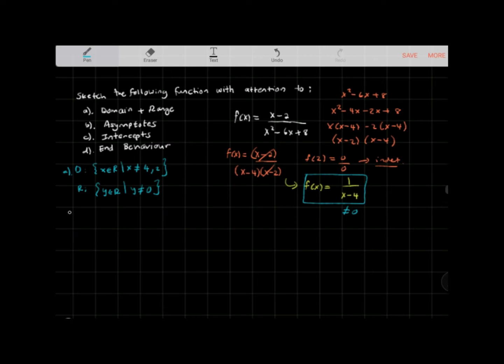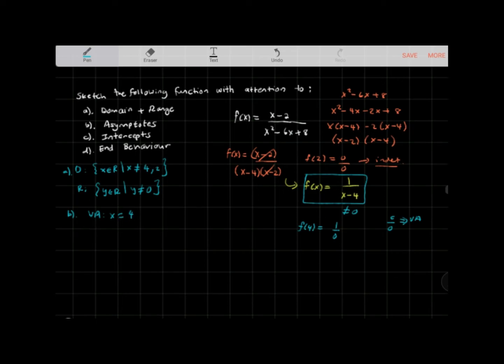So having said that, we also understand that our restriction on our domain is going to be a vertical asymptote. However, we can understand that f of 4 here will give us 1 over 0, which is indicative of a horizontal asymptote. Sorry, did I say horizontal asymptote? I meant vertical asymptote, right? If you have c over 0, this is indicative of a vertical asymptote. So we have a vertical asymptote at x is equal to 4.